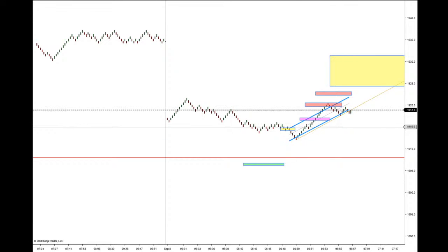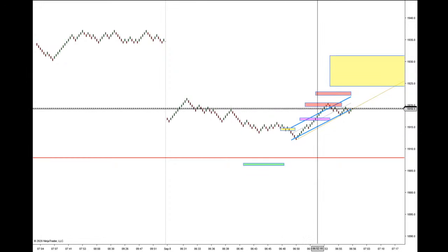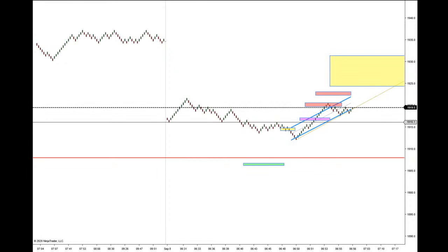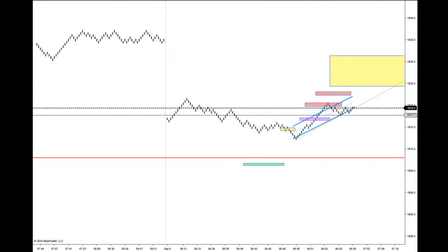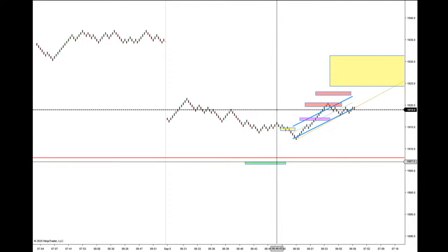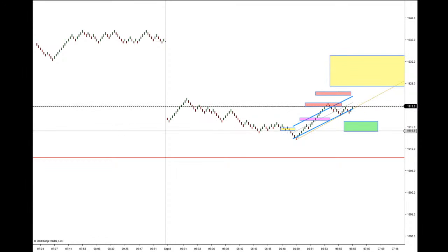Let's plot a little wave. So it'll be 1, 2, or ABC. It needs to come all the way down to this area here. If it is going down, it doesn't look like it.